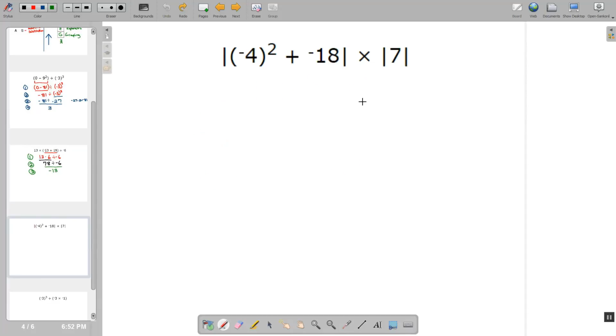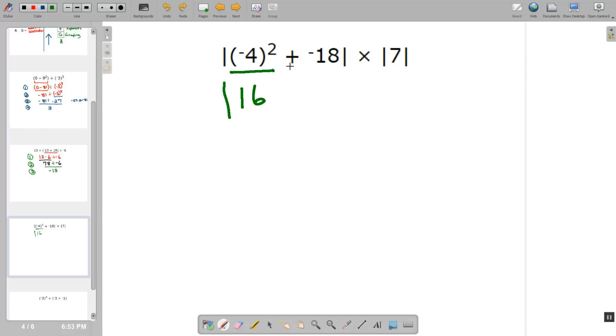Now, I talked about before that any grouping symbol can be included, and that includes absolute value. But we have parentheses inside of parentheses, because these are treated the same way. You want to go to the innermost parenthesis first. That means our first step is we're going to do negative 4 squared, which is negative 4 times negative 4, which gives us positive 16.